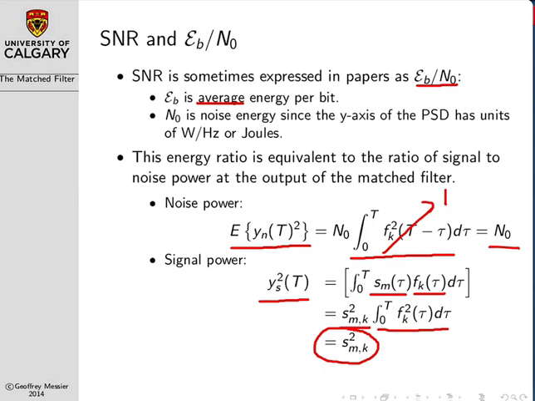That is, again, thanks to the fact that we're working at the output of a matched filter that is basically convolving our received signal with our basis functions. And so to sum up, the power ratio that we worked with at the start of this module is equivalent to the Eb over N0 energy ratio, but only because of these properties of the matched filter and working at the output of the matched filter.